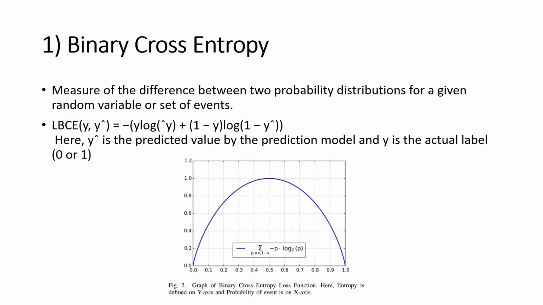You can see a graph below which basically shows that at a probability of 0.5, that is, we are neither too sure that a pixel belongs to one class or the other class, our loss is maximum, that is 1.